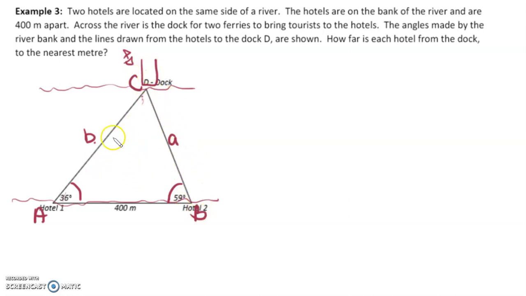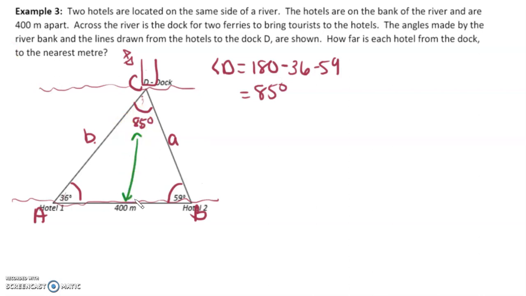Okay, here's our issue. We don't yet have a matchup. So let's actually solve for angle D. We can do 180 minus 36 minus 59, we get 85 degrees. Now we have a complete pair, a complete ratio in our sine law, and now we can find A and B.